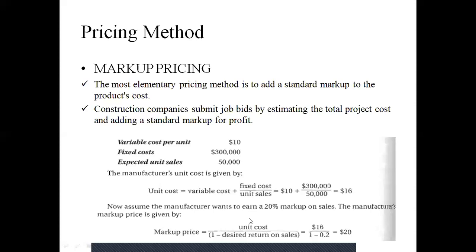Now let's say the manufacturer wants to earn a 20% markup on sale. So the markup price he will calculate is unit cost divided by 1 minus desired return on sale. So 16 divided by 1 minus 0.20, so $20 will be the price for the product if he wants to earn a 20% markup.